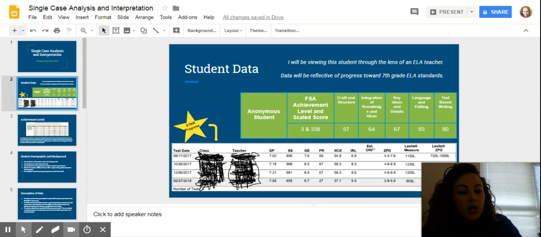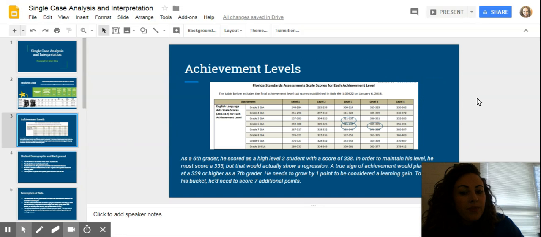So, to break down some of the data a little bit more, these are what the Florida Standards Assessment achievement levels are. When we look at what your student scored as a sixth grader, they scored a 338. That put him in that upper level bucket of level 3. He scored the highest he can get as a sixth grader to be in level 3.